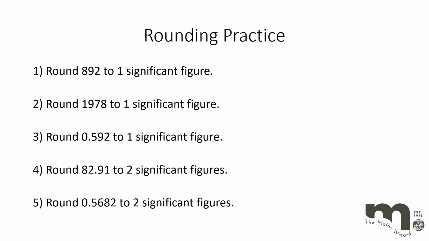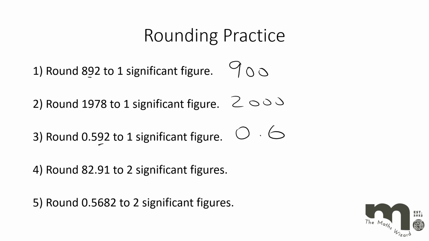Okay, so if we go through these, this first one to one significant figure would be 900. Because your second significant figure is a 9, this then rounds up. Your next one would be 2000. So this will become a 2, and the other 3 digits will then become 0. Now this one here, we've got a 9 there for our second significant figure. So this will become 0.6.